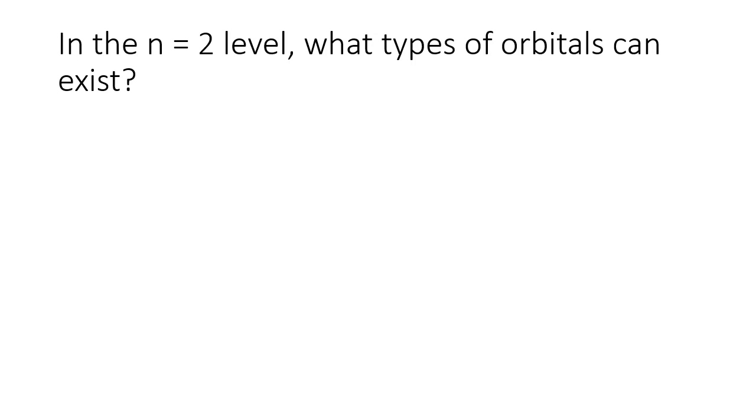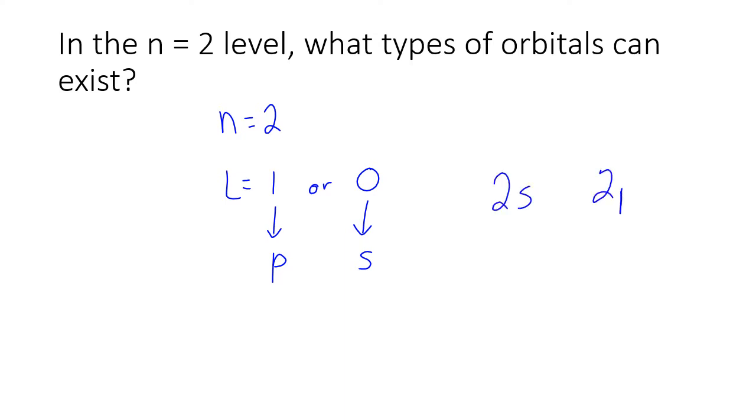In the n equals 2 level, what types of orbitals can exist? If n equals 2, that means that L can be 1 or it can be 0. If L equals 1, that's a p orbital, and if L equals 0, that's an s orbital. So this indicates that in level 2 there is only a 2s and a 2p orbital. There is no 2d or 2f orbital because the quantum numbers will not allow it.